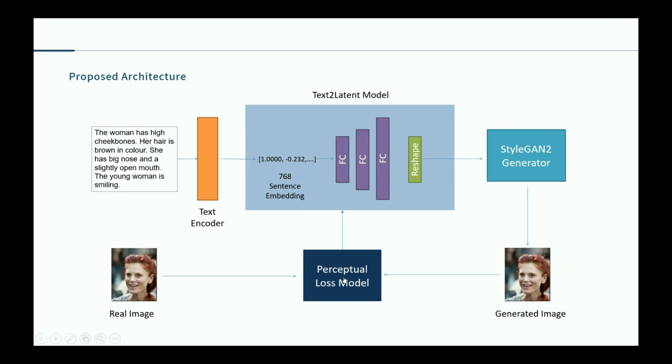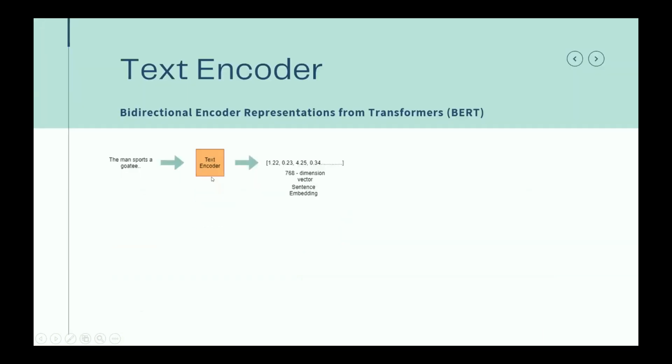So now let's look at each of these components a little deeper. For the text encoder, we chose BERT, which is a very popular model for its performance in NLP tasks. The reason we need a text encoder is that we have a text description, and we need to extract a vector representation of it to bring the text and image space to some common ground. So we use the text encoder here, BERT in this case, to obtain a 768 dimensional vector, which we call the sentence embedding.